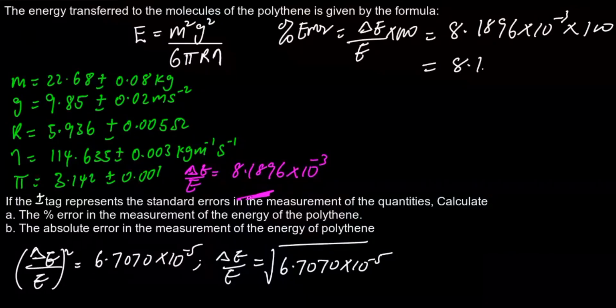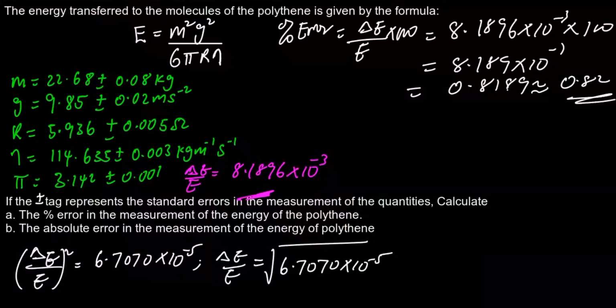So what will you have? You have 8.189 times 10 raised to power minus 1. And my answer will approximately give me 0.8189. So my answer is approximately 0.82. Correct. That is it, the percentage error. Put your percent. Nice.